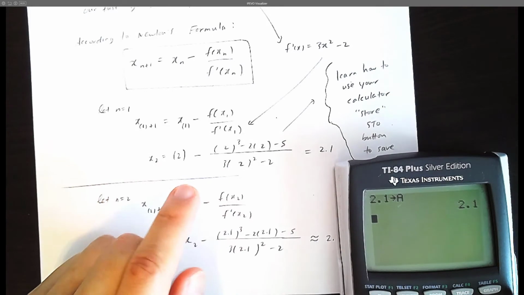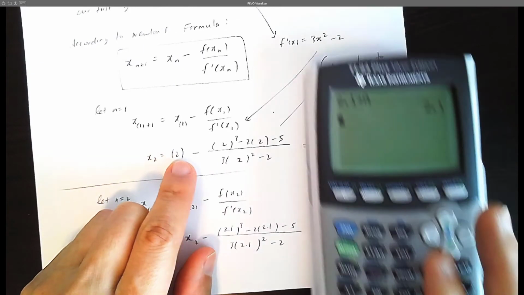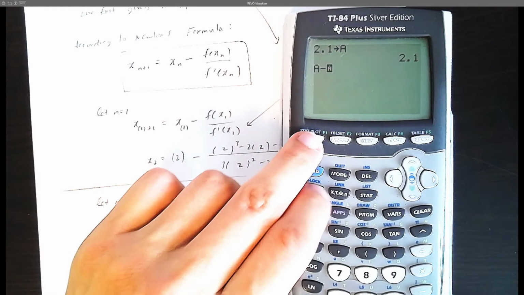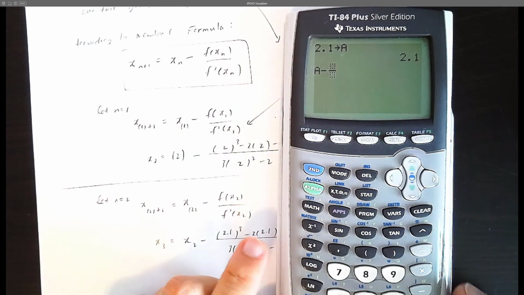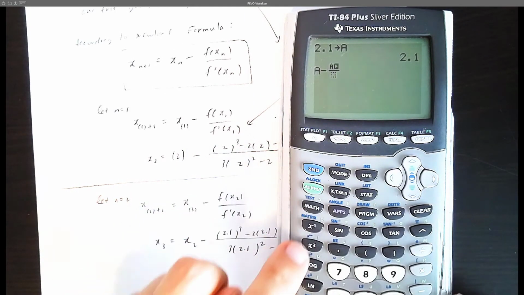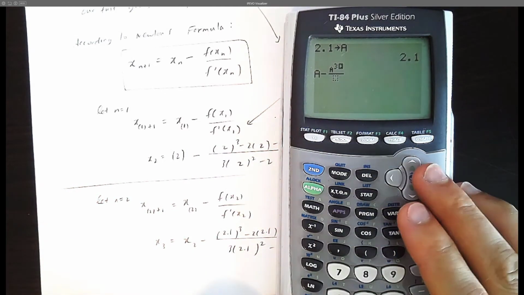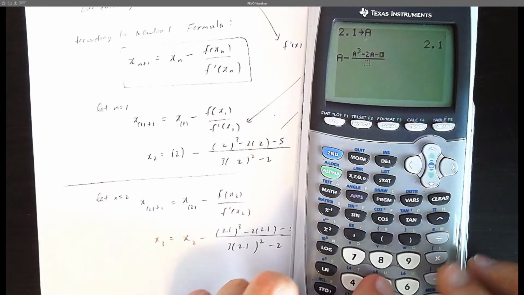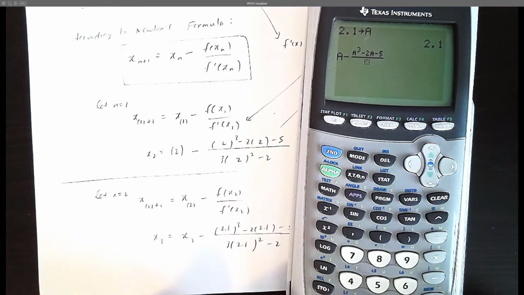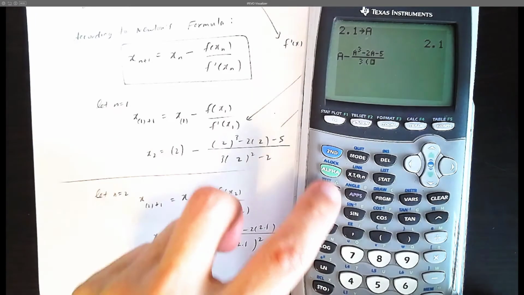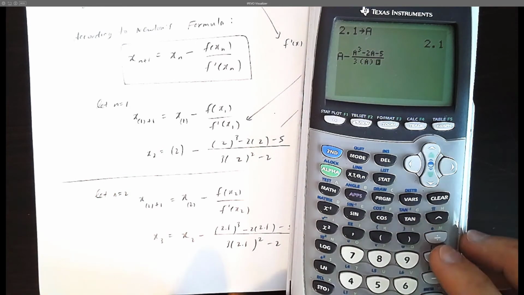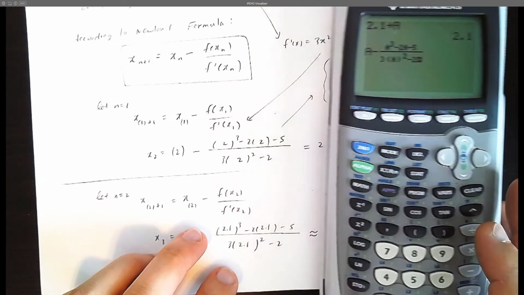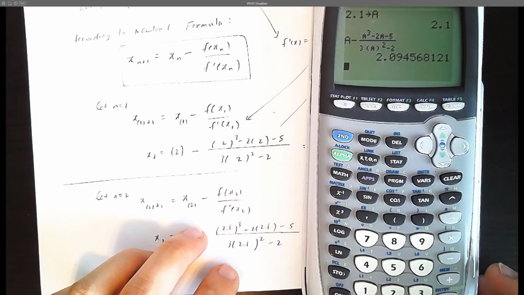What I have here is alpha A minus, I'm going to press alpha y equals enter. That's going to be box over box. It's going to be something cubed. It's going to be A exponent cubed minus 2A minus 5 all over 3 times that A value squared minus 2. Okay, press enter, and you can see that we have a better guess.